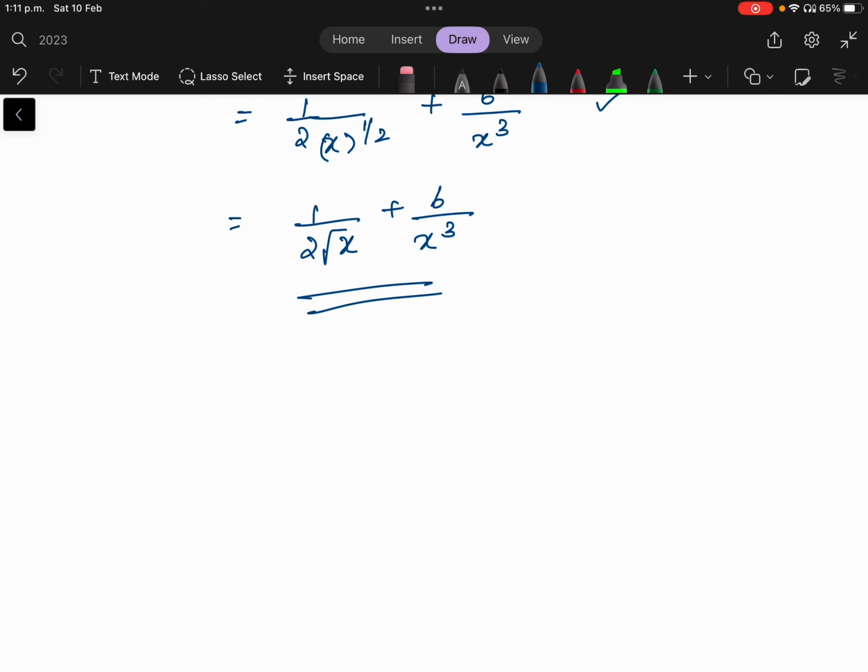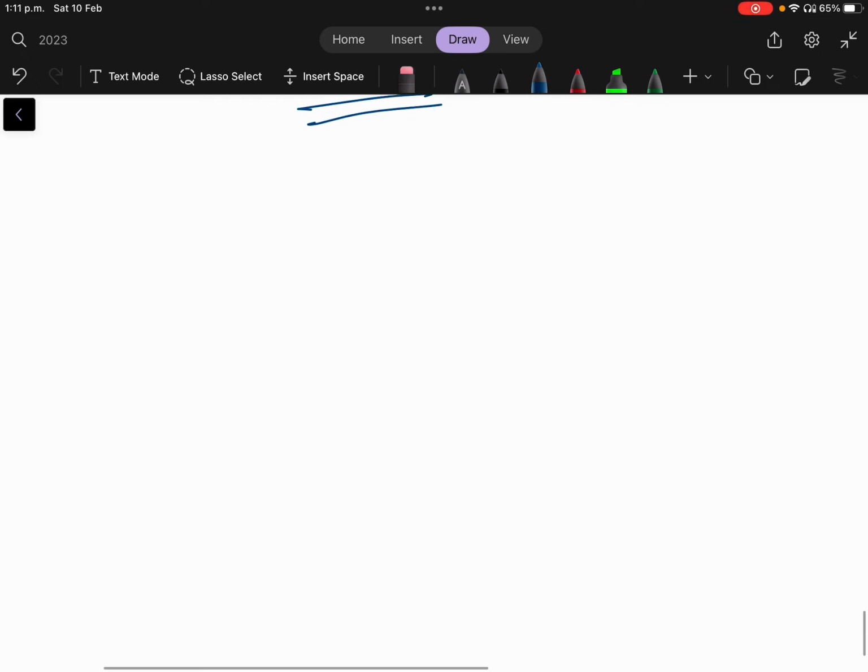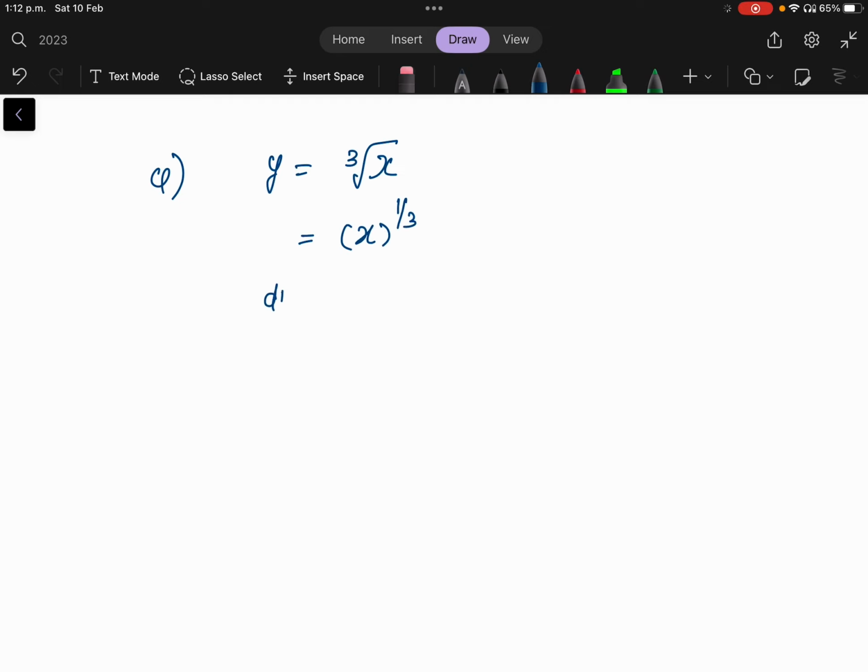Okay. Now let's do a couple more questions here just to get this thorough. So y is equal to cube root of x. Immediately you can write this as x to the power of 1 over 3, and dy by dx can be written as 1 over 3 x to the power of 1 over 3 minus 1.